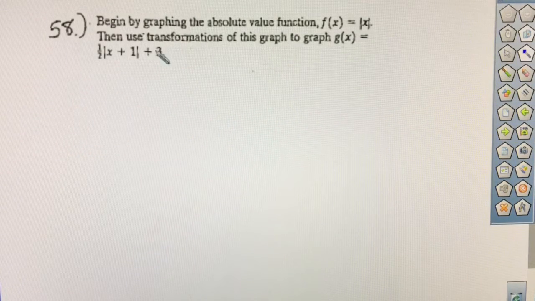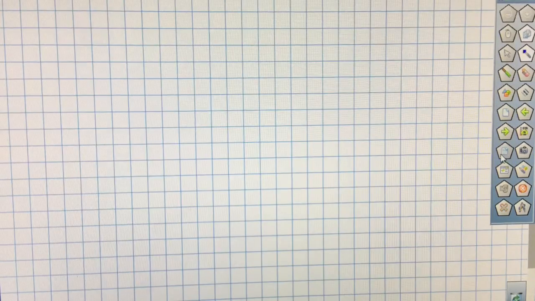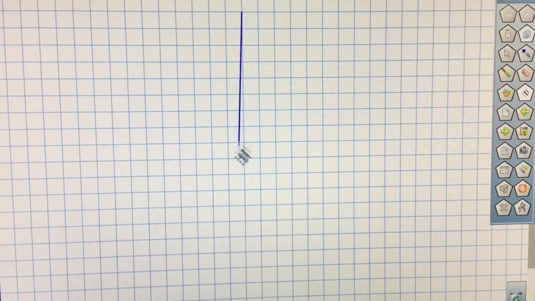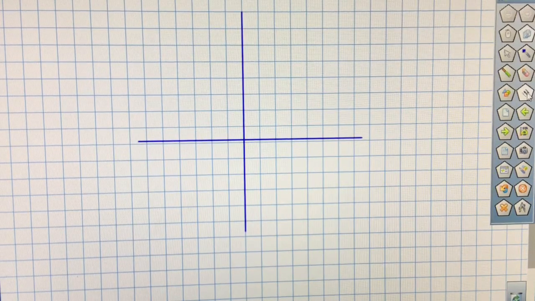Graph the absolute value function, and then use the transformation of this graph to graph 1/2 absolute value of x plus 1, plus 3. I'm going to graph it on a piece of graph paper to make it a little easier to see. The original absolute value function is y equals absolute value of x, so it's going to go up 1 over 1, up 1 over 1, and be a V.